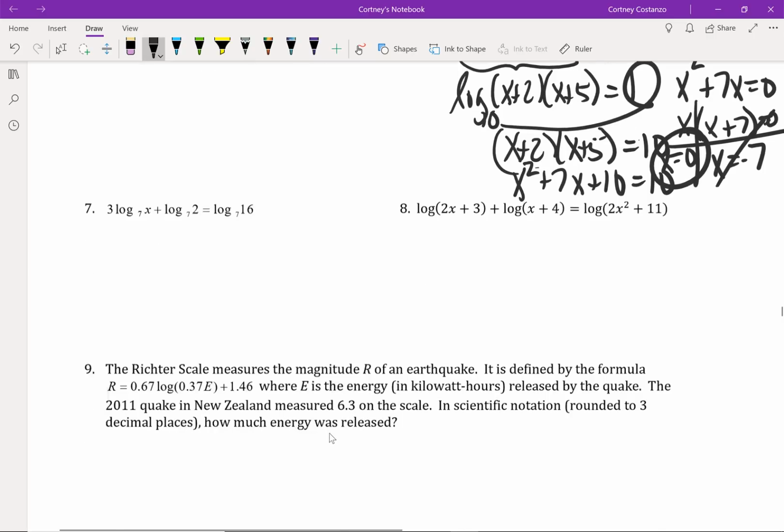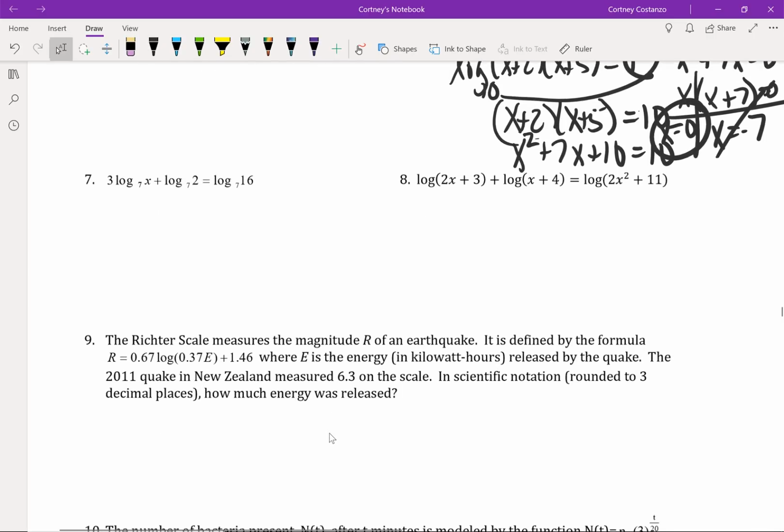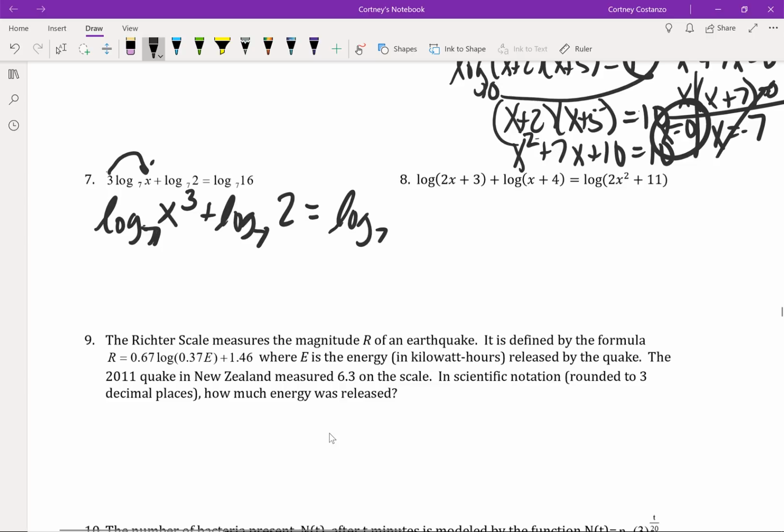The only other way that you could solve logs is something like number 7. So we have this 3. The first thing I would do is log base 7 of x cubed plus log base 7 of 2 is equal to log base 7 of 16. Luckily, they're all log base 7s. If they weren't, I wouldn't be able to do this. Again, this plus sign tells me I can put them together.